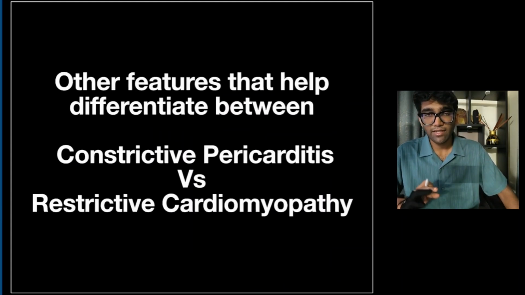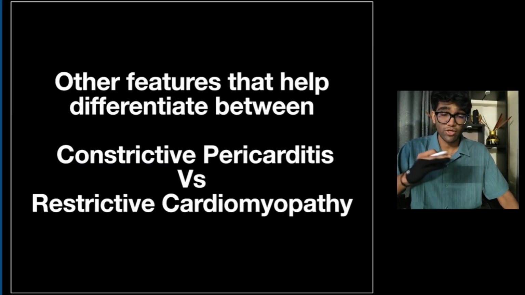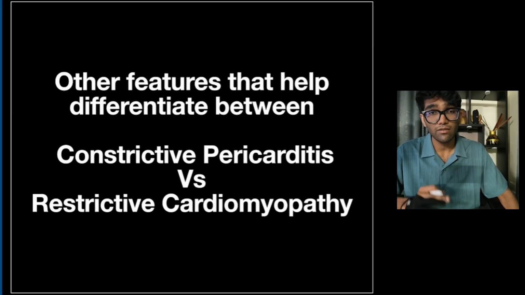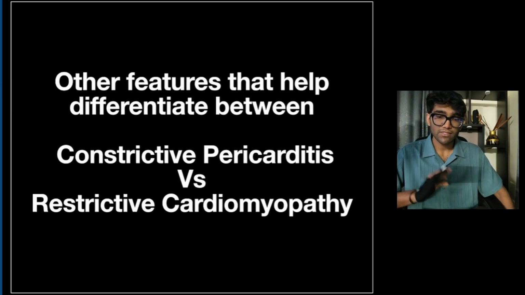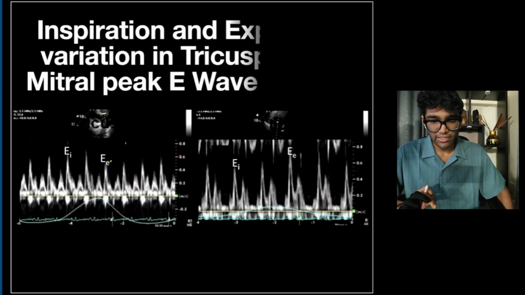So like I said, if the reverse flow is more than 0.79 times the forward flow, that is another feature related to constrictive pericarditis. There are some other features also that help you differentiate.